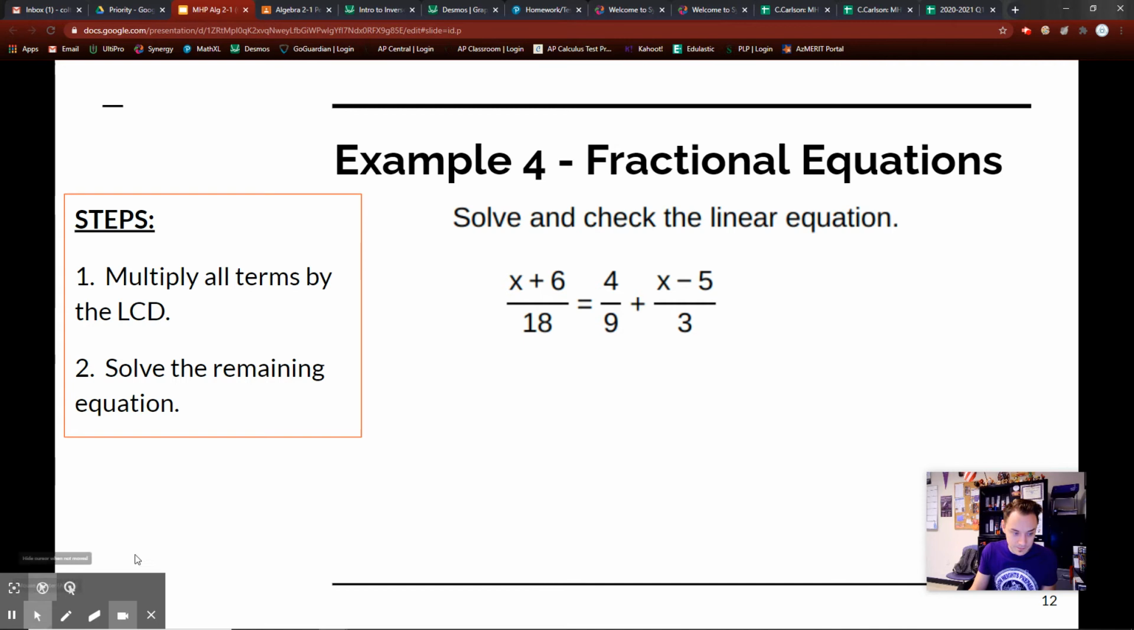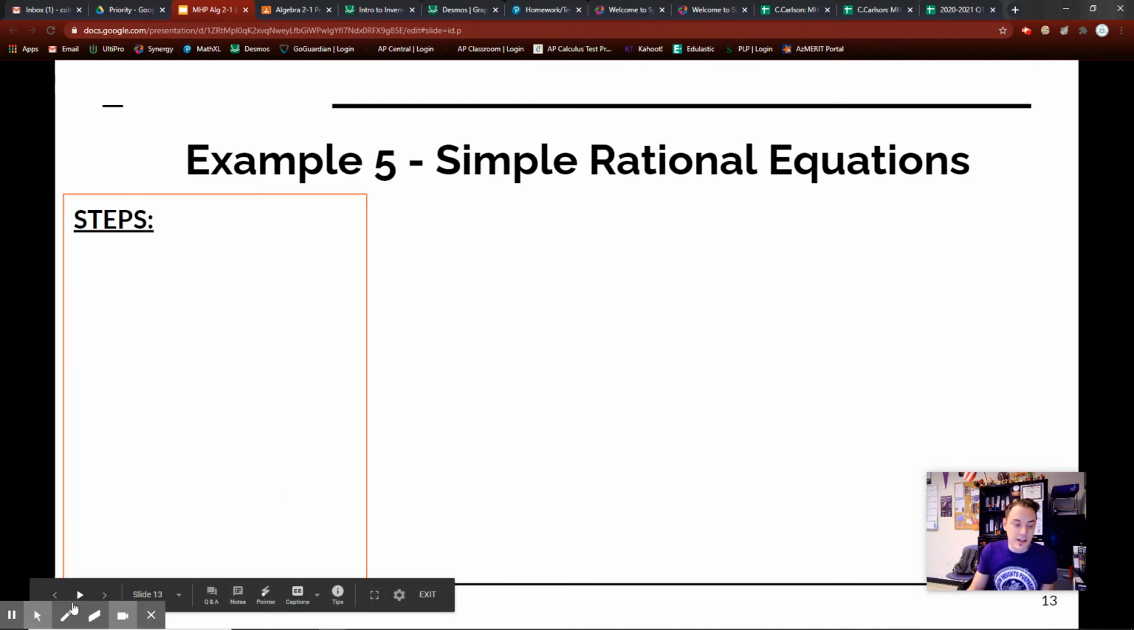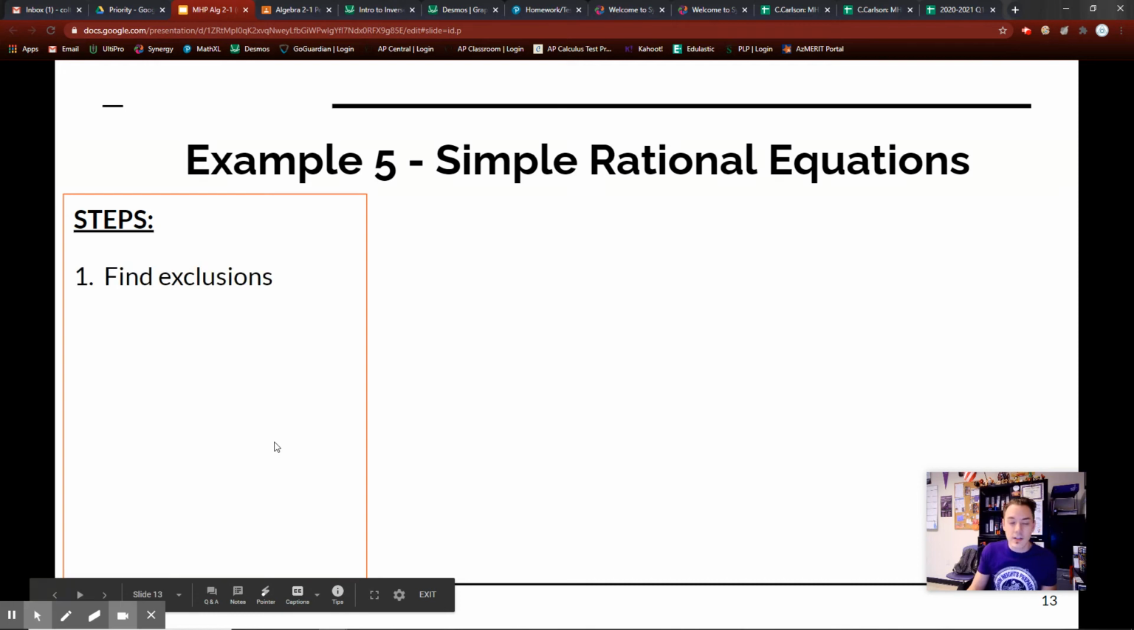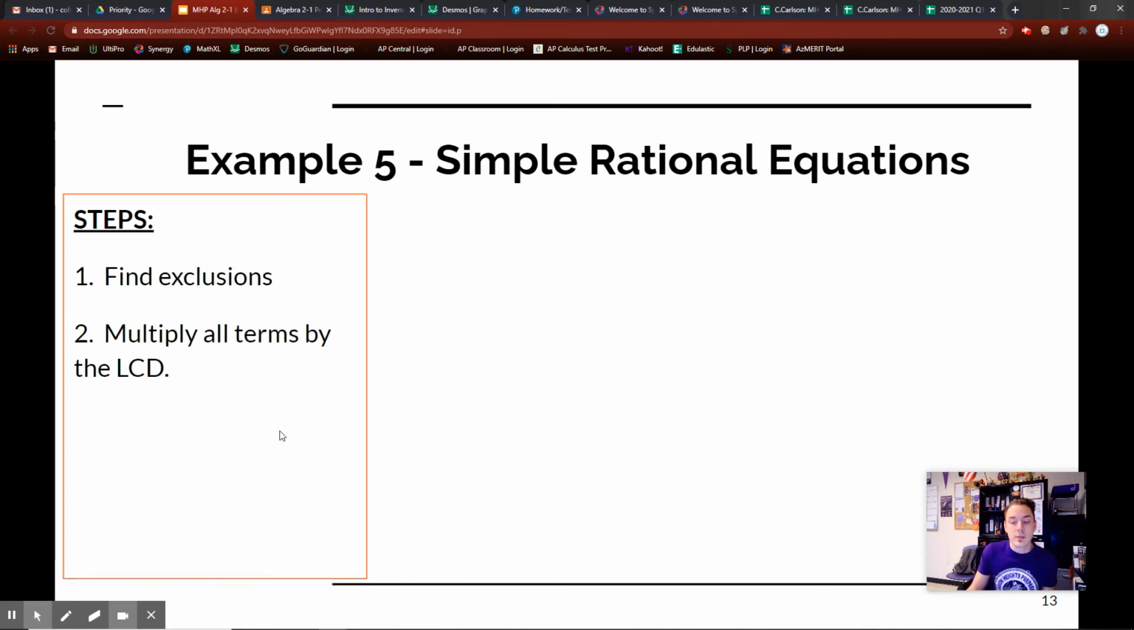I'm going to erase. All right, now here is the second to last thing that we're going to get to. I have actually a lot of these. Well, not a lot. I have some. I have about 4. And then I have a couple more practice problems after that. Okay, and so here are the steps. They're a little bit different. The first thing it's going to ask you is to find what we call exclusions. Okay, I'm going to show you what that means.